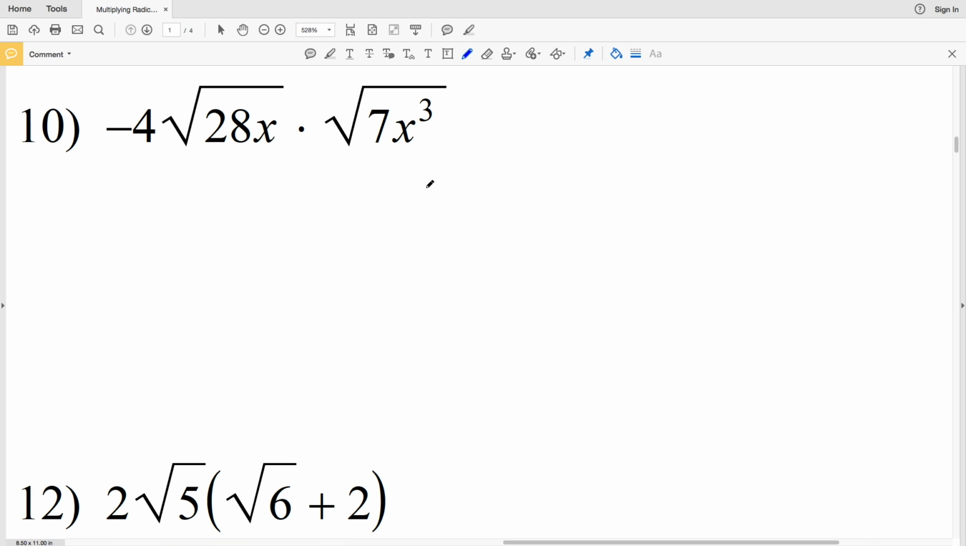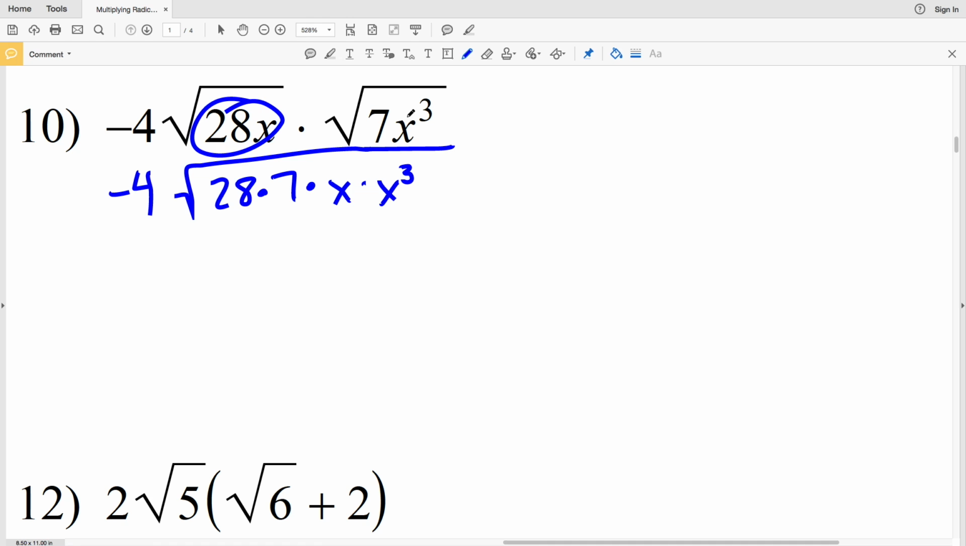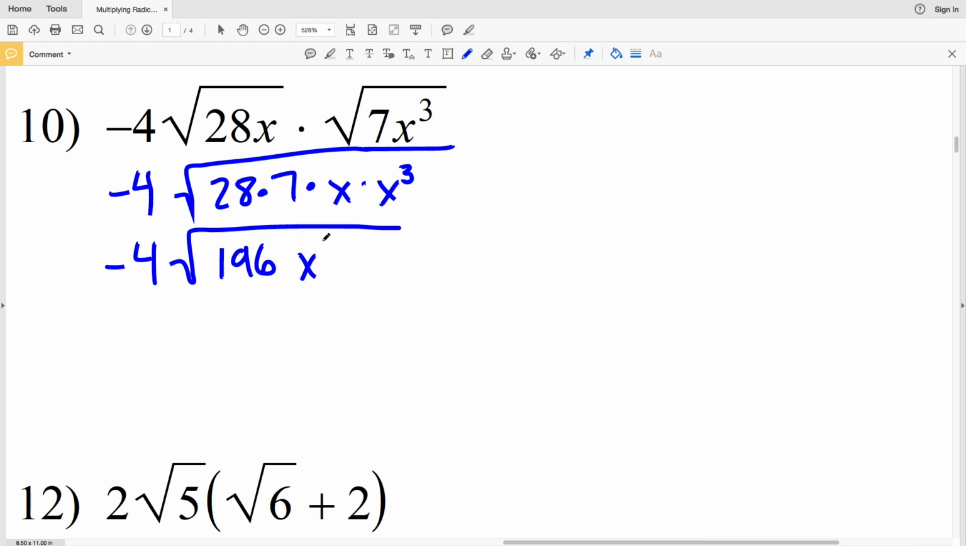Now for number 10, I'll rewrite this as negative 4 times the square root of 28 times 7 times x cubed. So I multiply my quantities within the radical together within the same radical, grouping them together, putting 28 with 7 and then my x terms together. Now simplifying, I'll get negative 4 times the square root of 28 times 7, which is 196, and x times x cubed is x to the fourth.